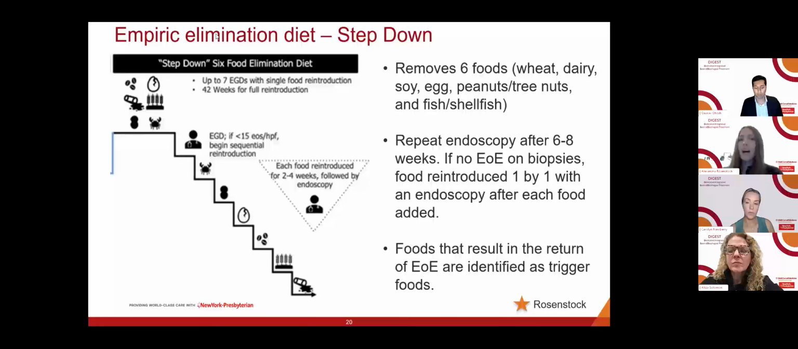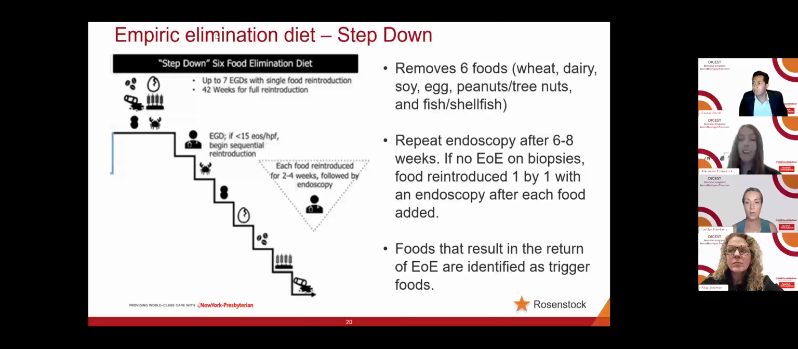Sure. So we do elimination diets that are empiric generally, and that means that we are not doing it based on allergy testing. We're doing it based on what are the most common allergens in the population. The most classic approach to this is called the six food elimination diet, where we remove from a patient's diet the six groups of food that you can see there: wheat, dairy, soy, eggs, peanuts and tree nuts, and fish and shellfish.